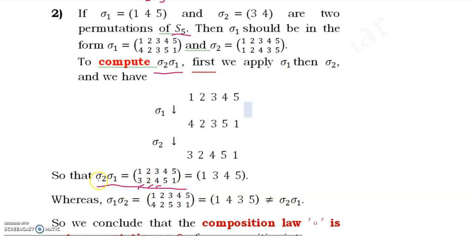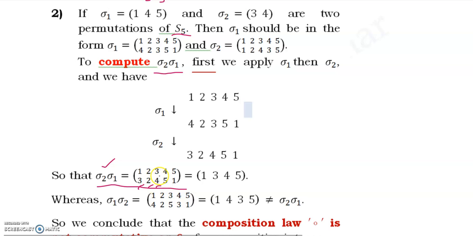See, sigma 2, sigma 1, I had to calculate. How to calculate? You start from sigma 1, then you stop in sigma 2. You write the arrangement here. That's it. This is the permutation form.